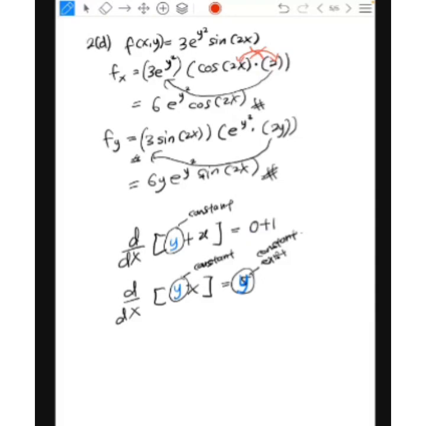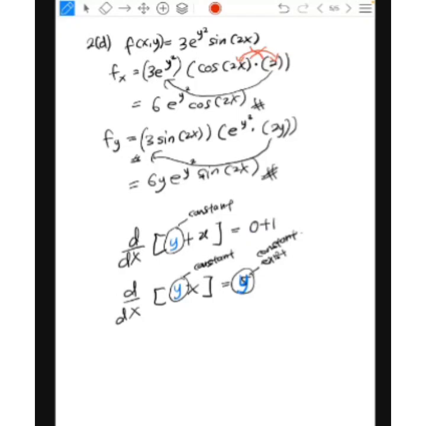Okay? So that's the difference, not everything you treat as constant becomes zero when differentiated. If the constant is attached to the variable that you want to differentiate with respect to, then it still exists. If the variable treated as constant stands alone, not attached to the variable that you want to differentiate with respect to, then it will be 0. Okay, that's the difference.